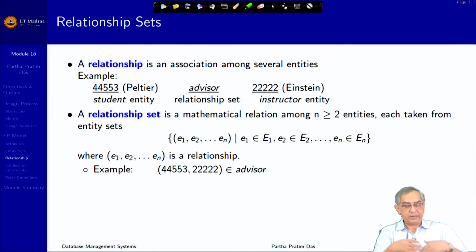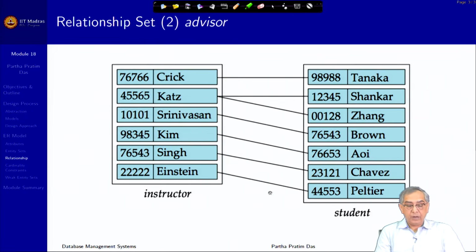So, these are the relationships, and I am talking about two entity sets. This could in general be for any n entity sets E1, E2, En, and you can see this is basically a domain relational calculus kind of representation. So, this n tuple is the relationship between these n different entity sets. These link arrows show the relationship between instructor and student as advisor. Crick is the advisor for Tanaka, Katz is the advisor for Shankar and Zhang, and so on and so forth.